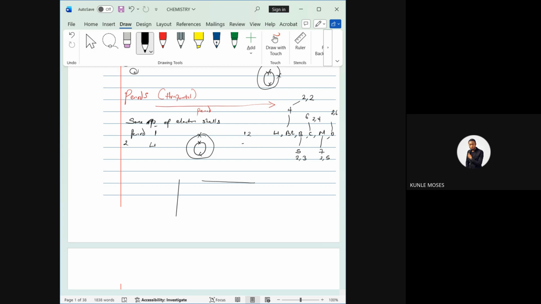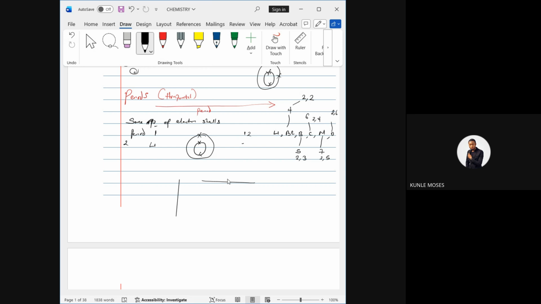For example, lithium that we were checking has 2 electron shells: 2 in the internal, 1 in the external. If you check beryllium too, it has 2 in the internal, 2 in the external. What else? Carbon. Carbon has an atomic number of 6. So we have 2 in the internal, 4 in the external, but the number of shells is still 2.